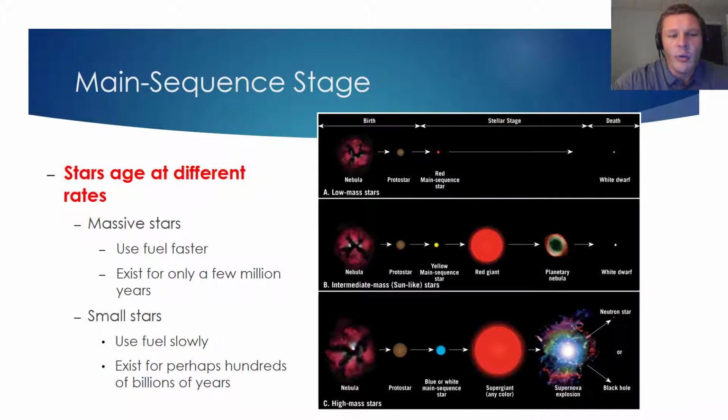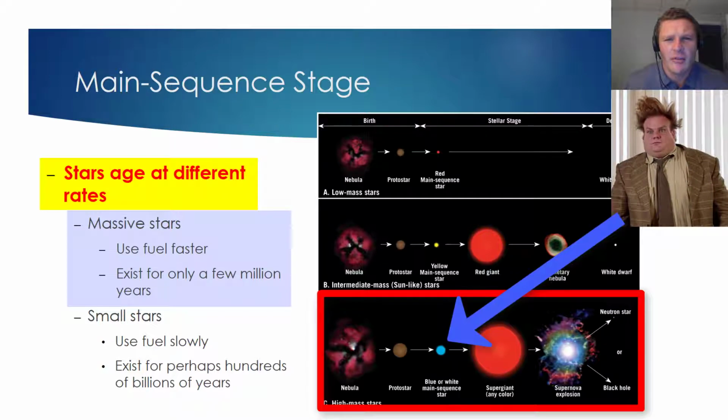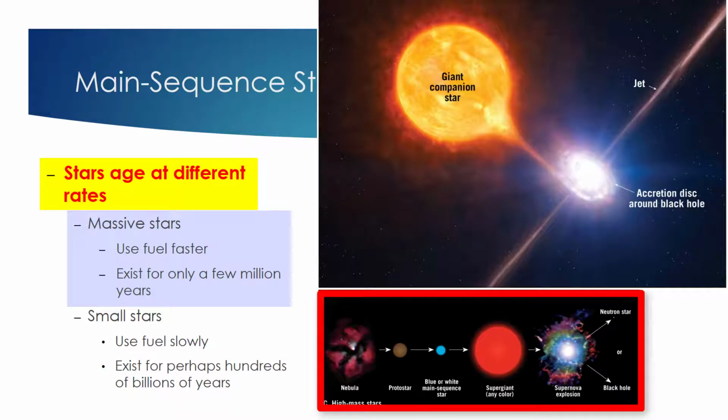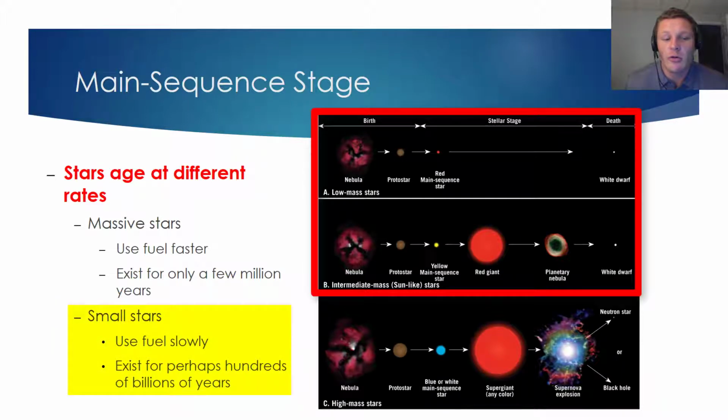It's very important to note at this point that stars age at different rates. Massive stars will use up their fuel much faster than smaller stars. And due to that fact, massive stars will exist for only a few million years. I know it sounds weird, but I think of massive stars as Hollywood celebrities. They often live big, they die young, and when they die, they often die very dramatic deaths. And keep in mind, it's the most massive stars that will go supernova to produce black holes or neutron stars. As previously mentioned, smaller stars will use their fuel more slowly, and they can exist for hundreds of billions of years.